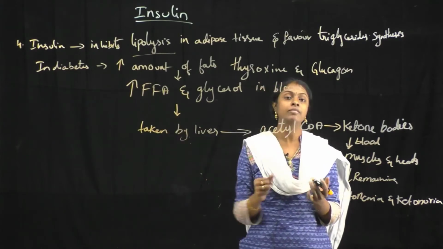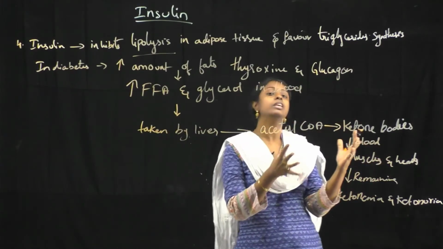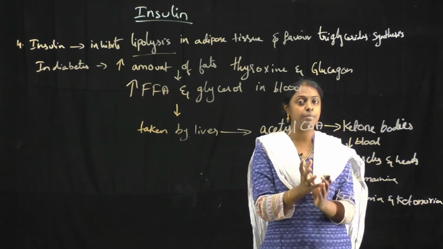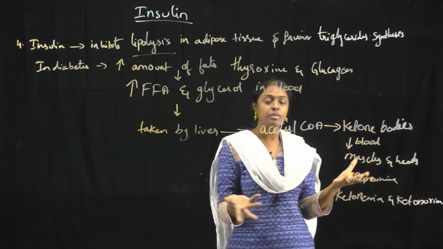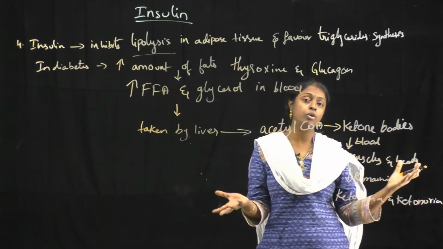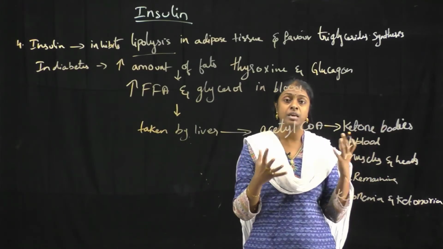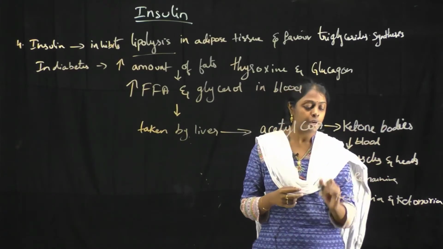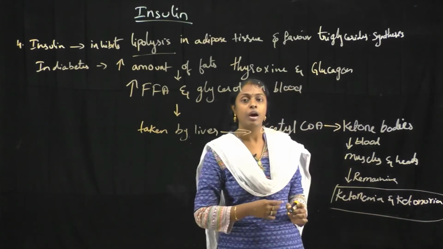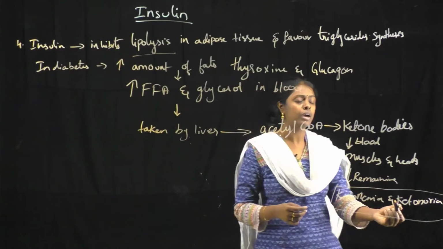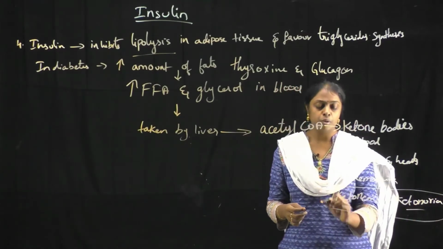Our body needs these ketone bodies, so normally it will use them. But we have diabetes, so some of the ketone bodies are utilized by muscles and heart, but the remaining go into the blood, and we know if there are more ketone bodies in blood, our blood will become acidic and it also causes ketonemia and ketonuria. So there will be more ketone bodies in urine and also in blood.